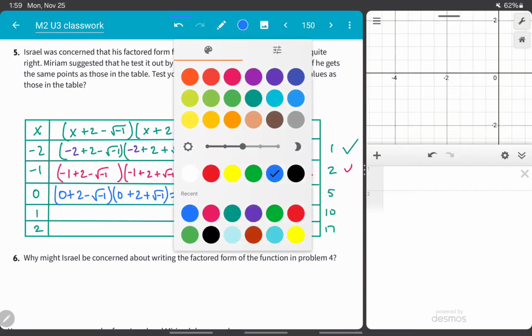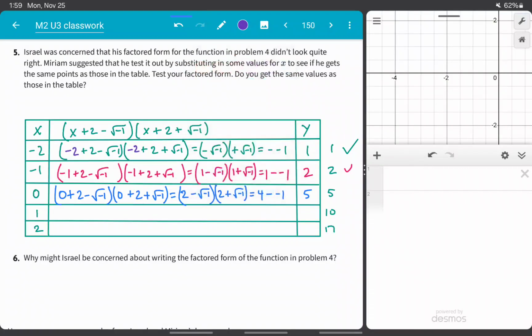If I do this again, I'll use purple. Let's do 1. 1 plus 2 minus square root of negative 1, 1 plus 2 plus square root of negative 1. This 1 plus 2 is going to give me a 3 minus square root of negative 1, 3 plus square root of negative 1. So this 3 squared is going to give me the 9, and then square root of negative 1 squared is going to get me the negative 1. And it's a difference of squares. 9 minus negative 1 is 10.